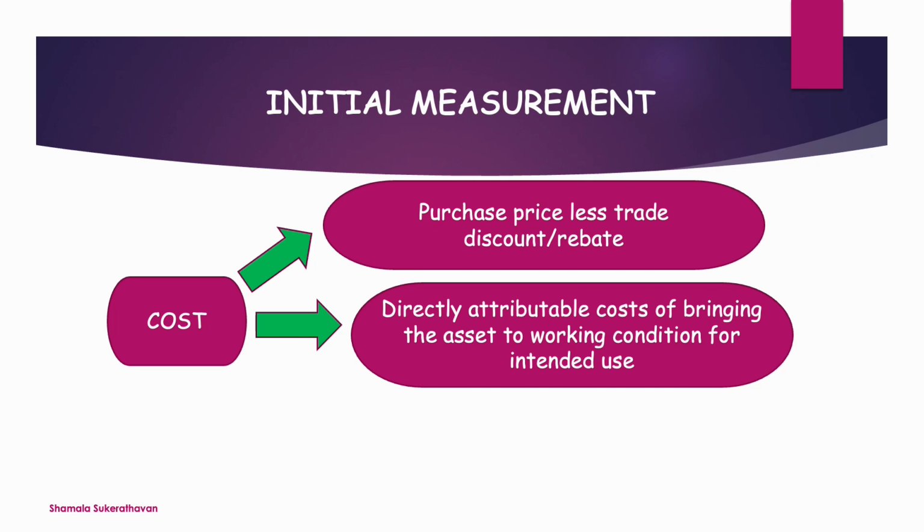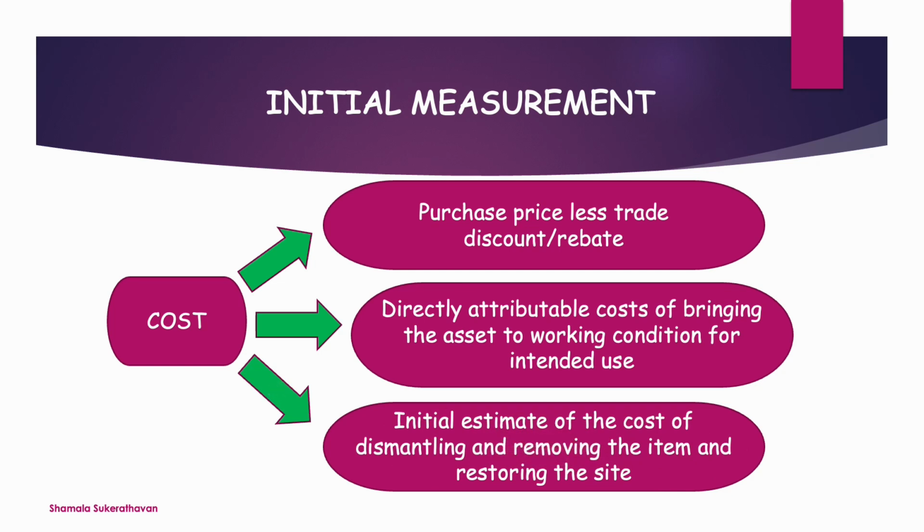Examples of these are site preparation costs, professional fees, custom duty, and transportation costs. 3. The initial estimate of the cost of dismantling and removing the item and restoring the site. This would also result in the recognition of a provision, an interaction between IAS 16, Property, Plant and Equipment, and IAS 37, Provisions, Contingent Liabilities, and Contingent Assets.